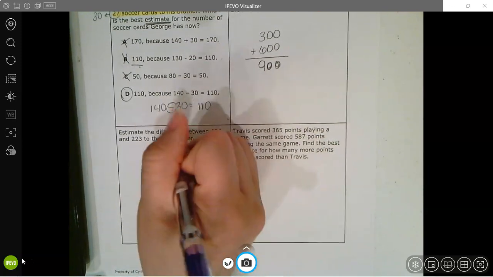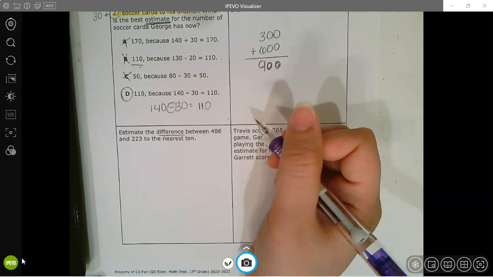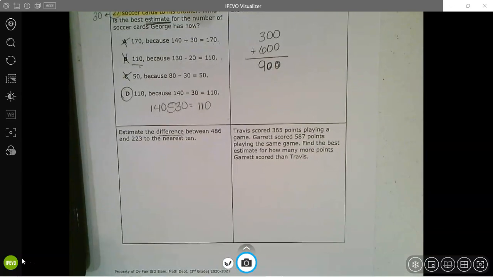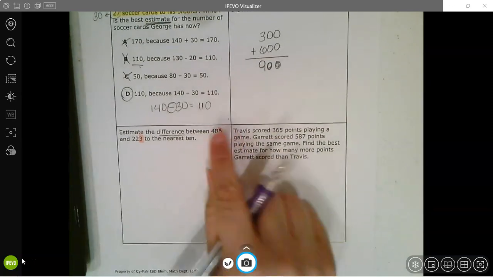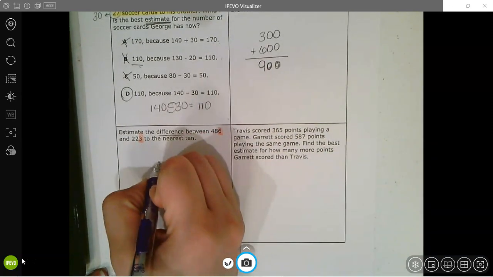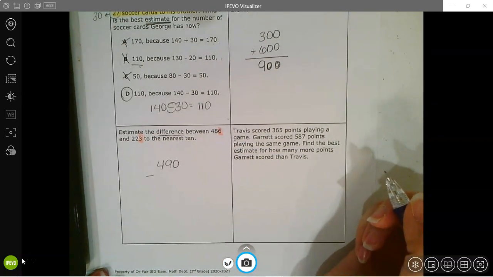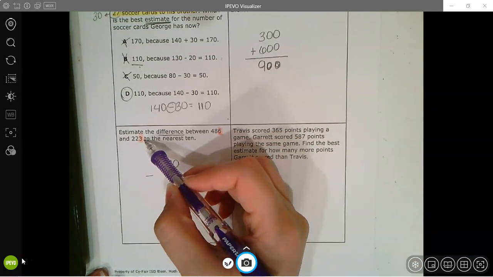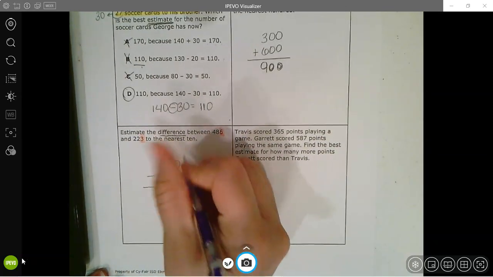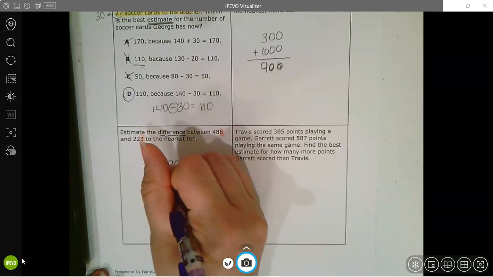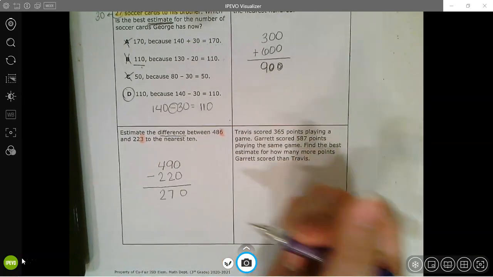Estimate the difference between 486 and 223 to the nearest 10. So I'm going to look at the ones place to help me. So 486 would round to 490. The difference means we're subtracting, and 223 would round to 220. So 0 minus 0 is 0. 9 minus 2 is 7. And 4 minus 2 is 2. Okay.